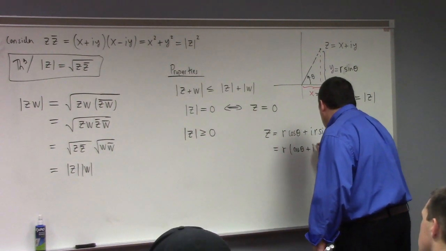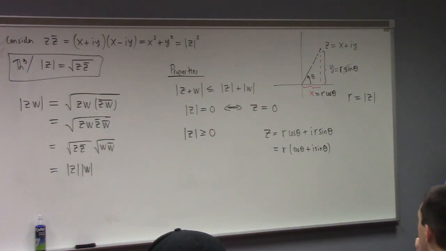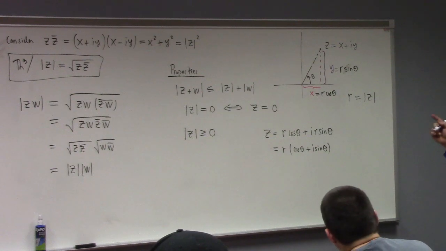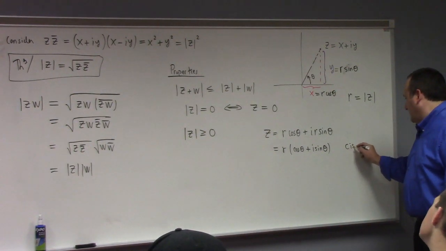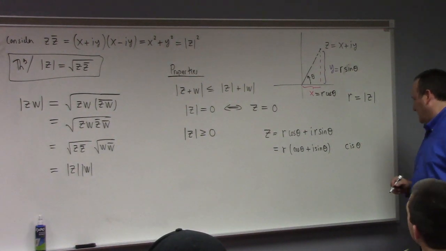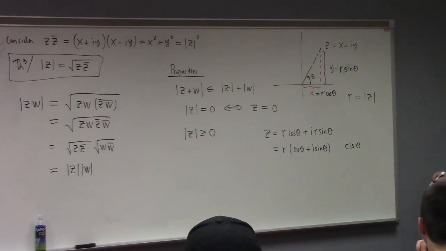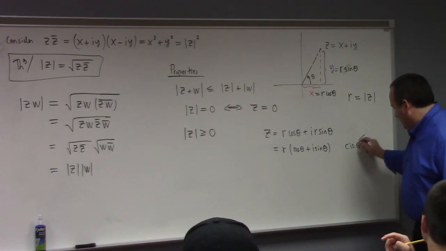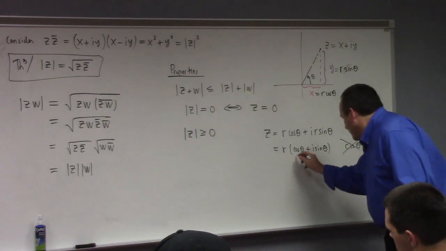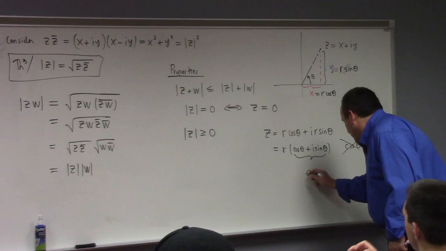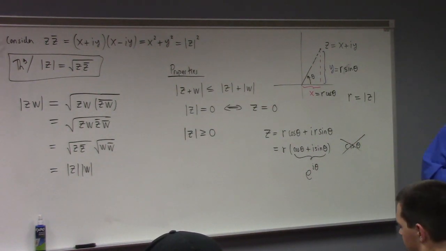Cosine theta plus i sine theta, we can factor out here. In complex variables books they used to use cis theta here. I objected to that 10 years ago. I object to it even more now. So I refuse to use this notation. I do not like cis notation. And this, on the other hand, we should call it what it is. This is e to the i theta. That's the right notation for this.